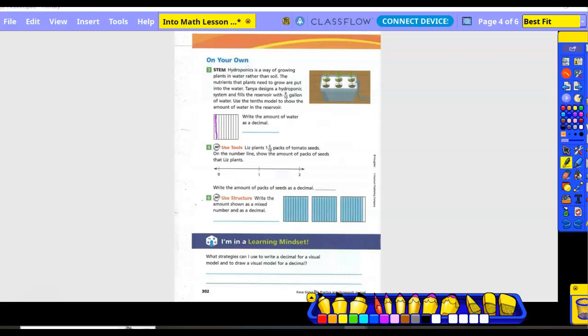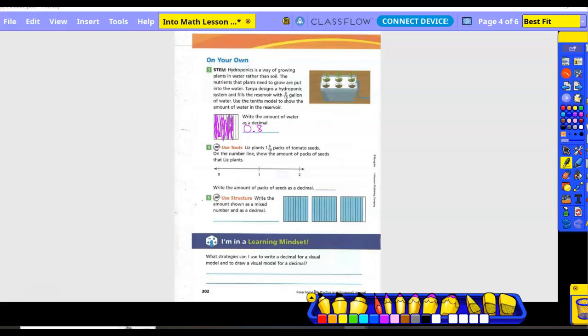8. So I'm going to color all but 2 of it. Remember, lightly shade it so you can still see the lines. Okay, so write the amount of water as a decimal. So do I have a full box colored in? No. So what do I put before the decimal? 0, because I do not have any full boxes colored in. So I write 0 decimal. How many lines or segments did I color in? 8. So 8/10 or 0.8.